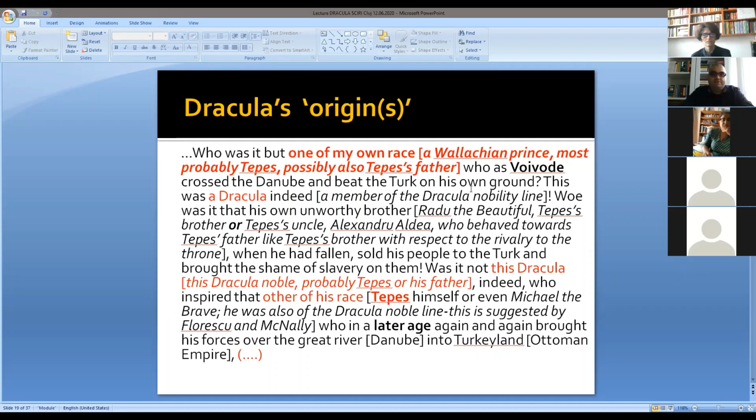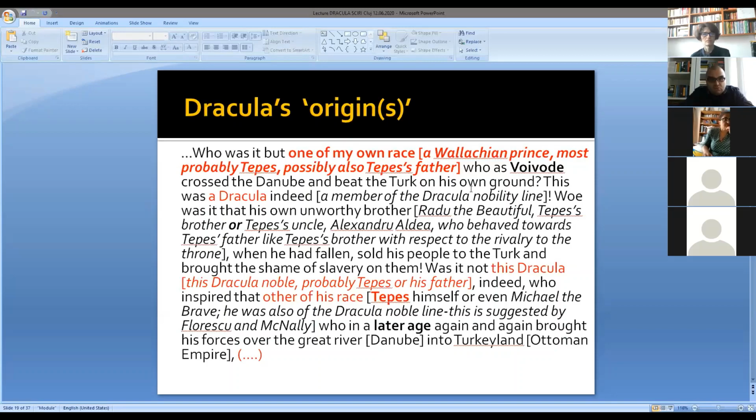My own race, this refers to the fact that he is considering himself a Wallachian prince, most probably Țepeș, possibly also Țepeș' father, possibly a follower, an inheritor of Țepeș, from the Țepeș family, "who as voivode crossed the Danube and beat the Turk on his own ground." This was a Dracula indeed, or a member of the Dracula nobility line.